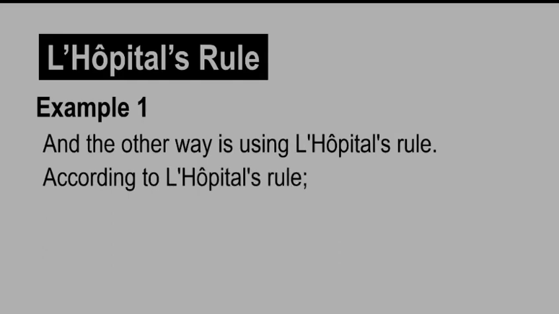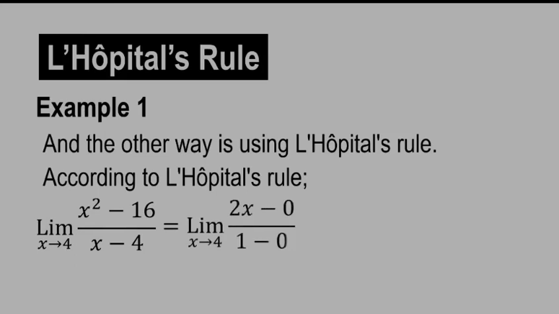According to L'Hopital's rule, limit as x approaches 4 of x squared minus 16 divided by x minus 4 equals limit as x approaches 4 of 2x minus 0 divided by 1 minus 0. Here 2x minus 0 is derivative of x squared minus 16 and 1 minus 0 is derivative of x minus 4. It is equal to 2 into 4 divided by 1, and that is equal to 8.